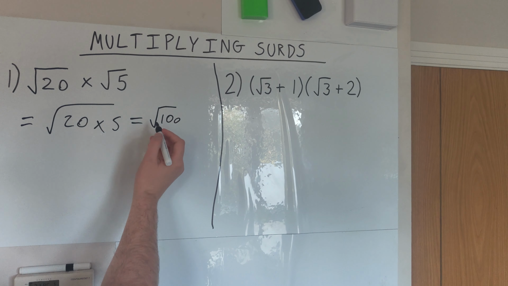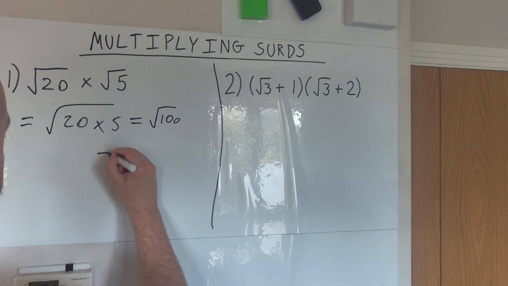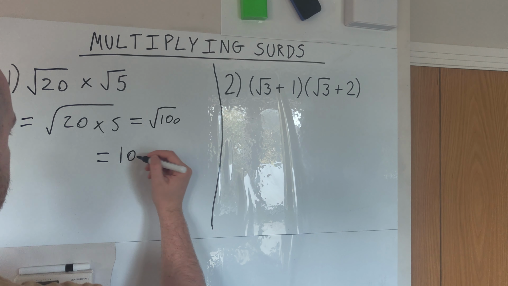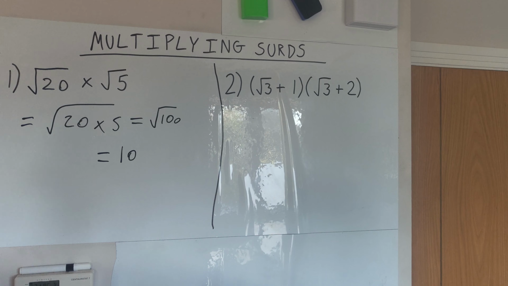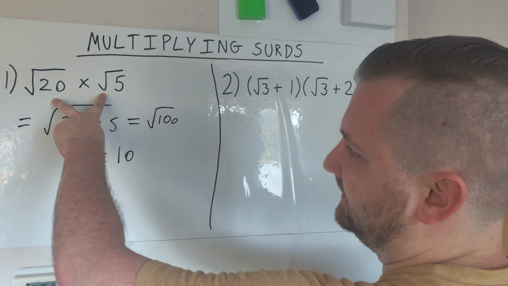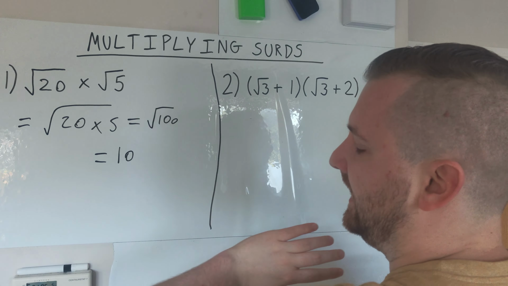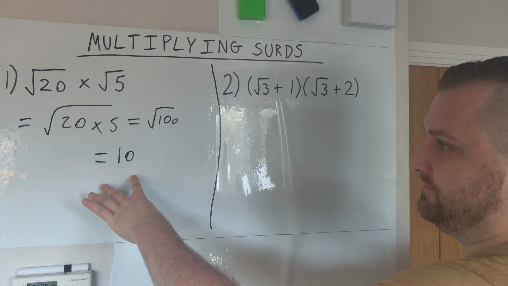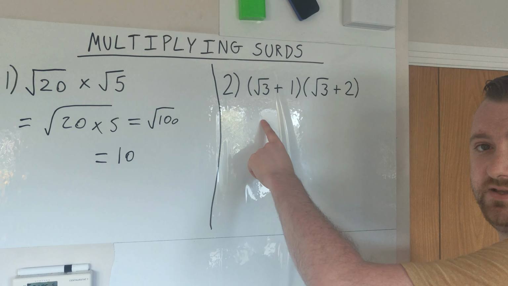And it just so happens that the square root of 100 is equal to 10. So this simplifies quite nicely. That's how you do question number 1. Just to reiterate, you multiply the numbers inside the square root symbol, and you just multiply them like they're normal numbers.